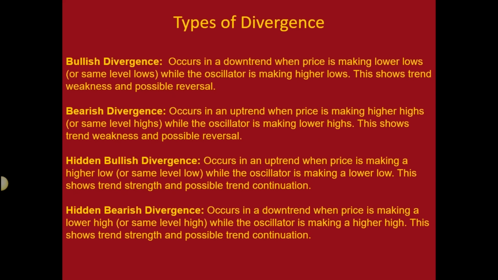So here's the types of divergence. As you can see, the bullish divergence occurs in a downtrend when price is making lower lows or the same level lows, and when the oscillator is making higher lows. This shows that the trend is weakening and there's a possible reversal.